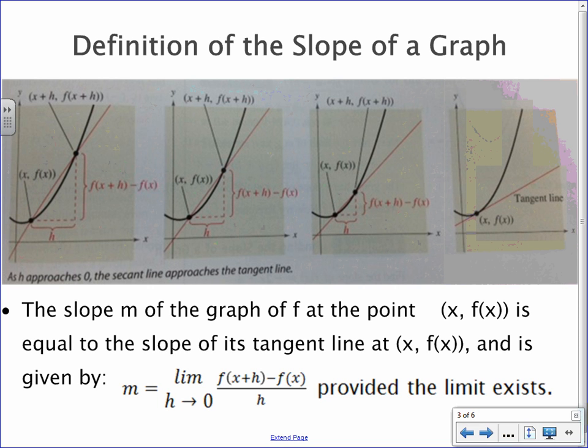So here's the same picture. I just gave you a better one. The limit of the difference quotient is giving us our slope. Because basically, this is creating that tangent line, giving us that slope.